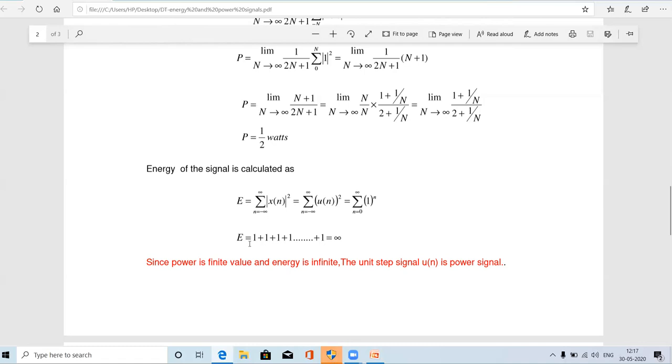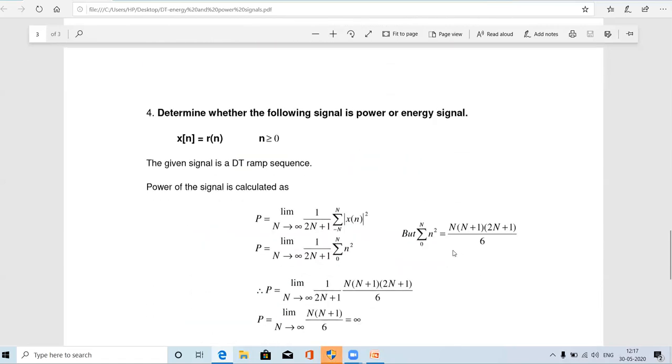But we have to add 1, how many times? Infinite times. What is 1 plus 1 plus 1 for infinite 1s? If you are adding infinite 1s, what is the answer? Infinity. So here the energy is infinite, power is finite. So the given signal is a power signal. Whether it is a continuous time unit step or a discrete unit step, the unit step signal is a power signal.